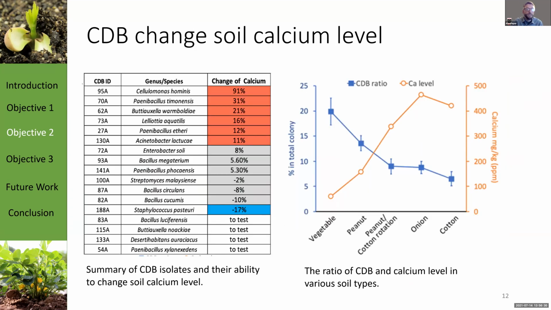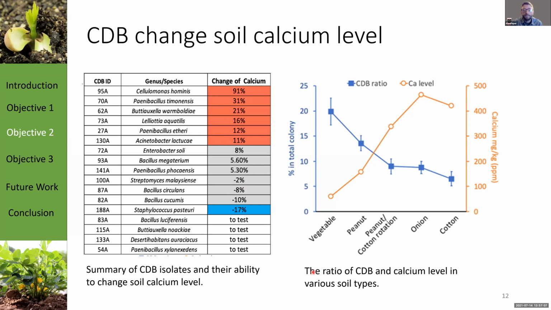So the next way we were looking into characterizing these is by doing a soil drench. So we had a CDB suspension, and then it is added into the Tifton soil, and then we wanted to see the amount of calcium increase using a soil calcium test. So looking at our top one here, 95A, which is a Cellulomonas, it had a 91% increase in the amount of available calcium in that soil sample. And so this continues on. So you can see that some have very significant increases, some are relatively small when adding directly into soil.